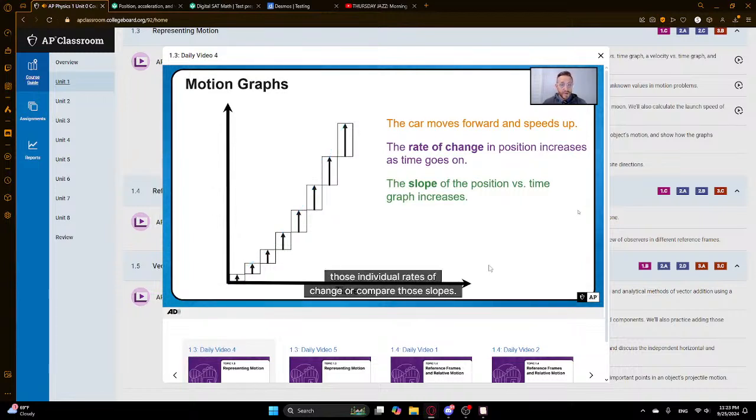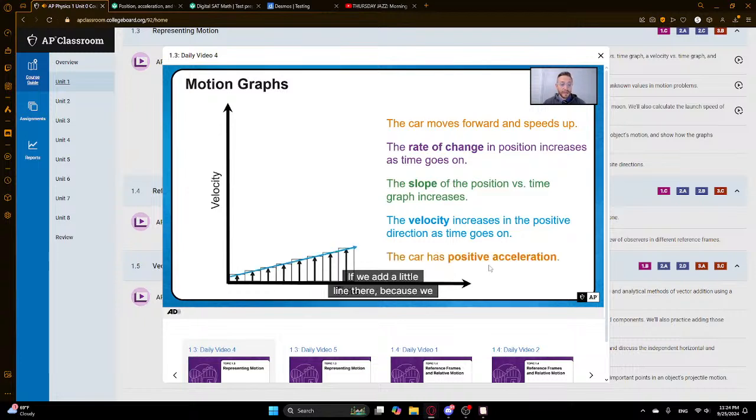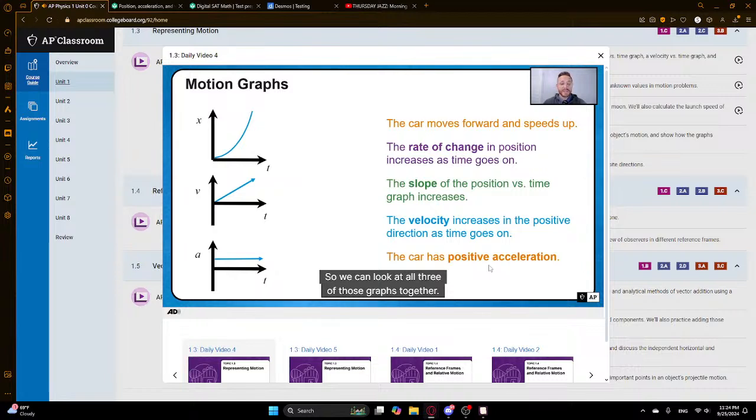Now what we're going to do is compare those individual rates of change, or compare those slopes. So we've got a velocity versus time graph now, and we can see really clearly that the velocity is increasing in the positive direction as time goes on. If we add a little line there, because we know that the slope of this line is acceleration, we have a positive slope, so we can say that the car has positive acceleration. So we can look at all 3 of those graphs together. This is our position versus time graph. This is the velocity versus time graph that corresponds to this. And this is the acceleration versus time graph. All of these things are true, and these are the 3 motion graphs that go together for this car's motion.